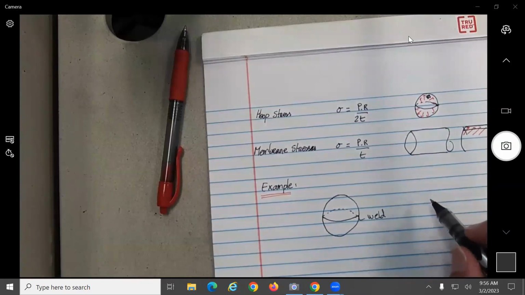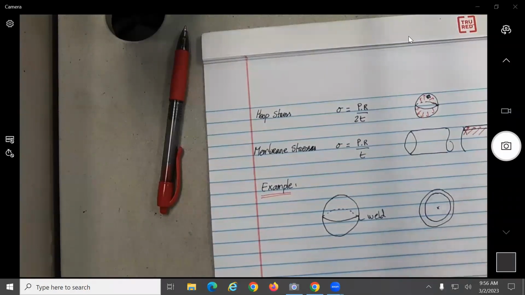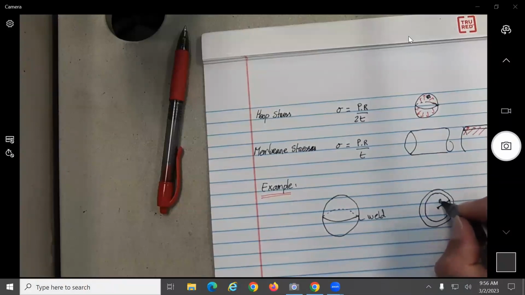So since this is a tank, the wall of the sphere over here, all right? So I have the radius R and the thickness T, where R is equal to 9 inches and T is a thickness of a 1/4 inch.